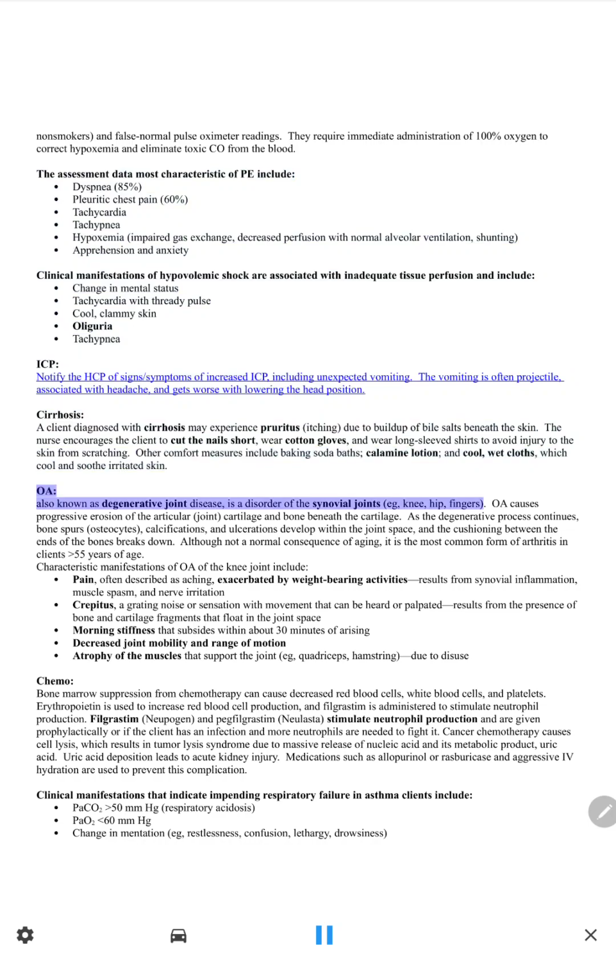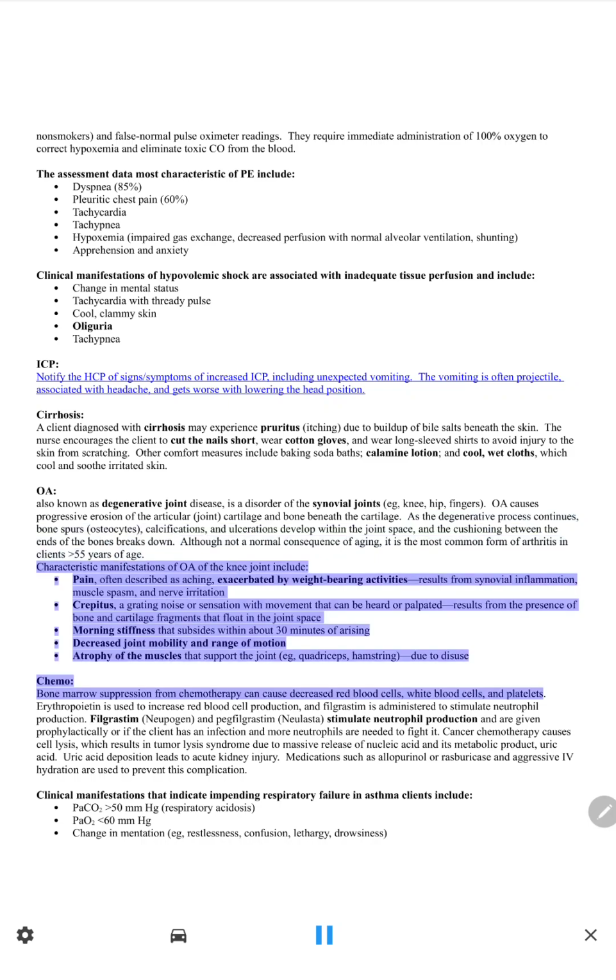OA, also known as degenerative joint disease, is a disorder of the synovial joints, e.g., knee, hip, fingers. OA causes progressive erosion of the articular (joint) cartilage and bone beneath the cartilage. As the degenerative process continues, bone spurs (osteophytes), calcifications, and ulcerations develop within the joint space, and the cushioning between the ends of the bones breaks down. Although not a normal consequence of aging, it is the most common form of arthritis in clients greater than 55 years of age.